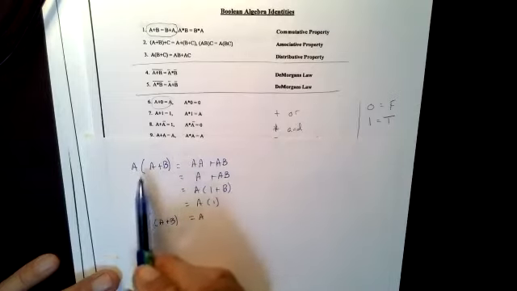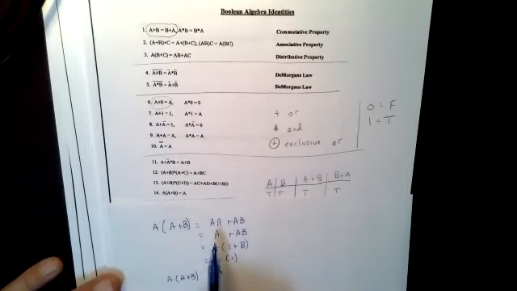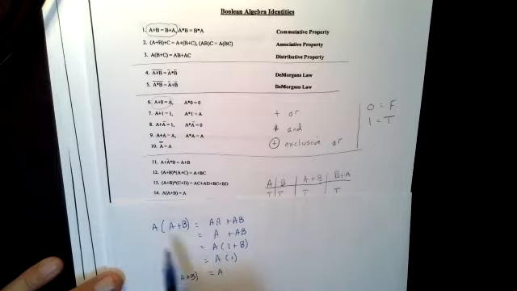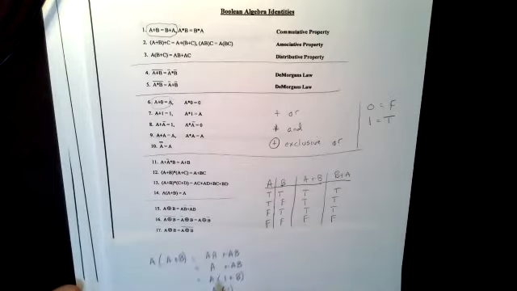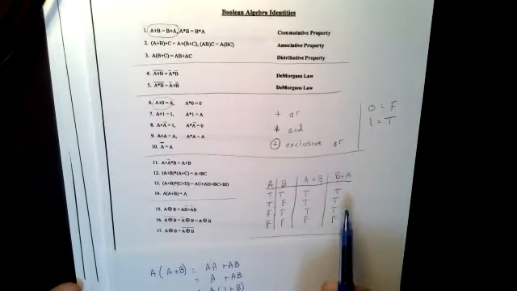So now I've just seen a way to create an identity. I created identity number 14 by doing Boolean algebra. I just proved that identity by Boolean algebra. Another way to prove an identity was over here using a truth table. So I have two different ways to work with some of these.